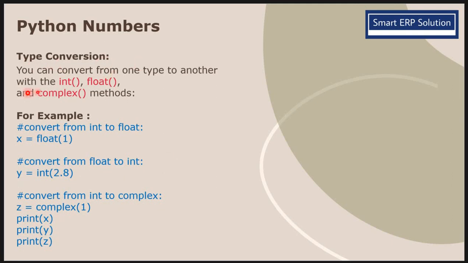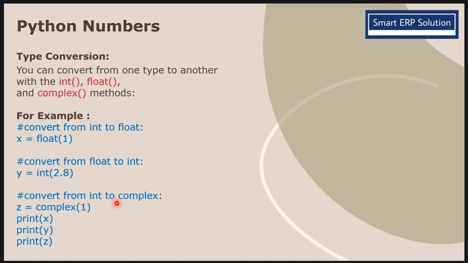Type conversion. You can convert from one type to another in Python with functions like the int function, float function and complex function. For example, to convert from int to float, we can use the float function. x equal to float, within the bracket 1. To convert float to int, we can write y equals int function within brackets 2.8. This is an integer number and this is a float number.